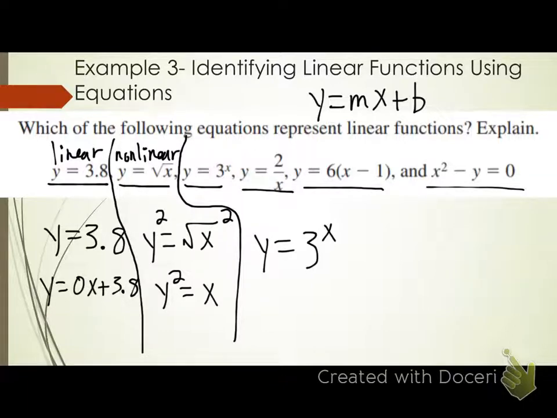But is it in slope-intercept form? It is not, is it? Is there any way I could get it to that form? What could I do? I could take the xth root, but I'd have to do it to both sides. So I'd get the xth root of y equals 3. And is that in slope-intercept form? No. So there's nothing I could do here to get it into this form, so this one is non-linear.